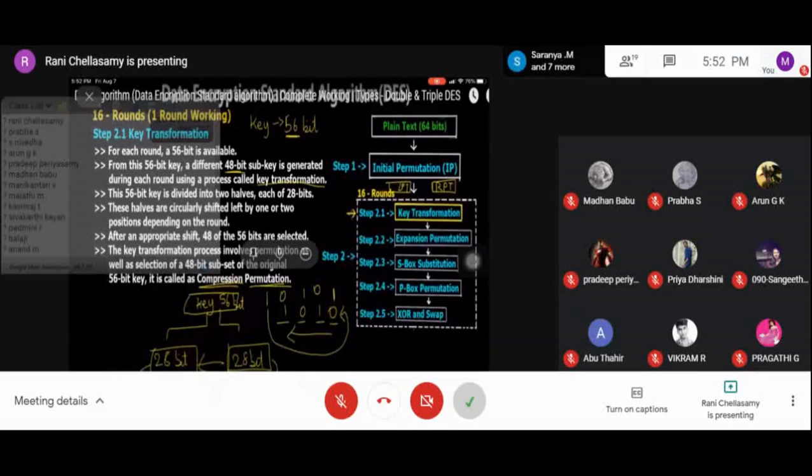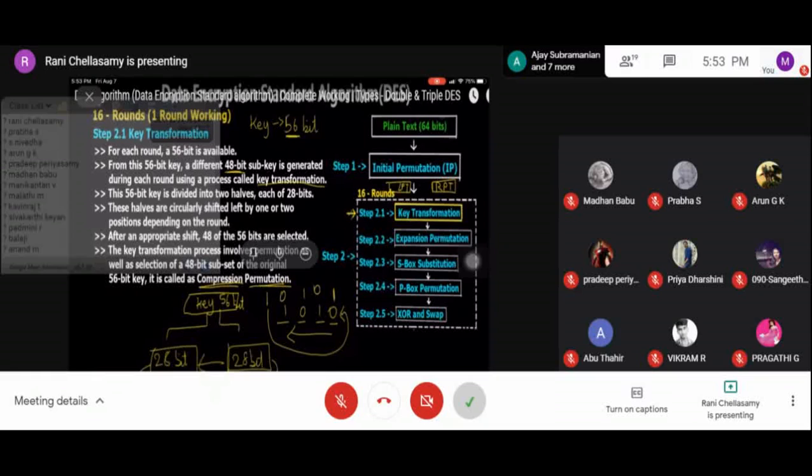Out of the 64-bit key, the algorithm is going to use only 56 bits. For each round we will be using this 56-bit key, and from it a different 48-bit subkey is going to be generated. So at this step we generate a key. The 56-bit key is transformed into a 48-bit subkey, and this subkey is generated during each round using the process called key transformation.